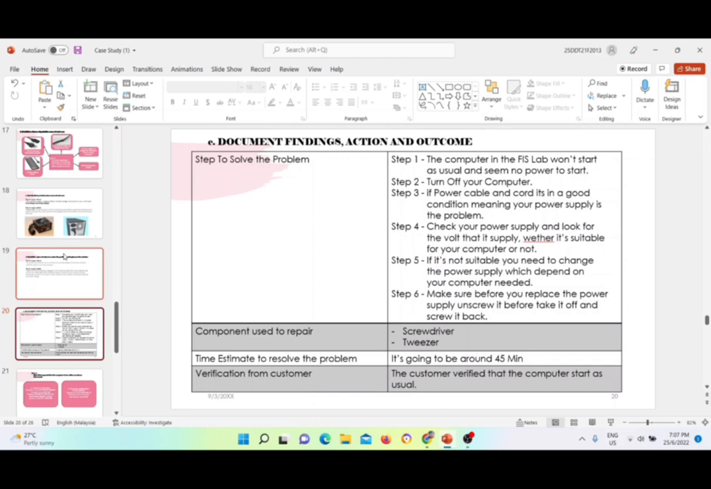Components used for the repair: screwdriver, tweezers. The time estimate to resolve the problem is around 45 minutes, because it's not as hard as you can see, if you know how much power the computer needs. Verification from customer: the customer verifies the computer starts as usual.